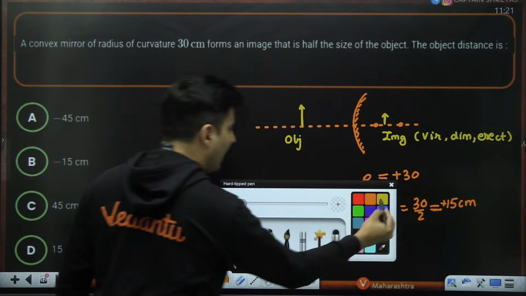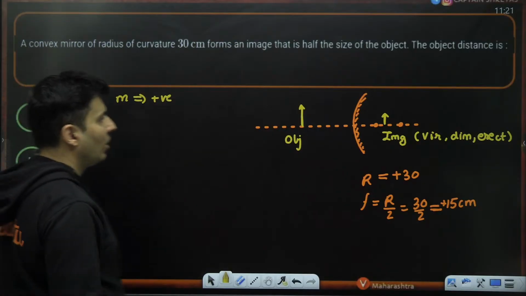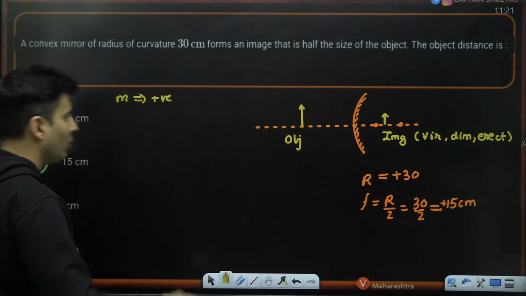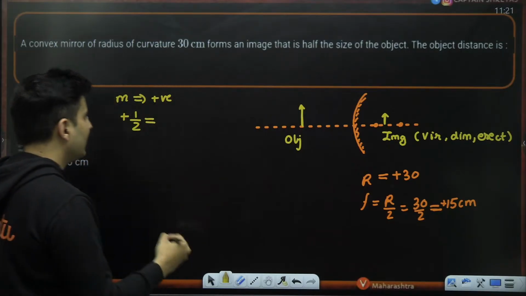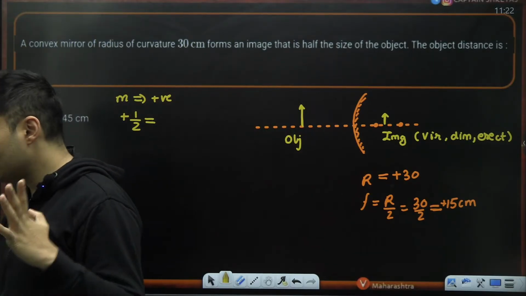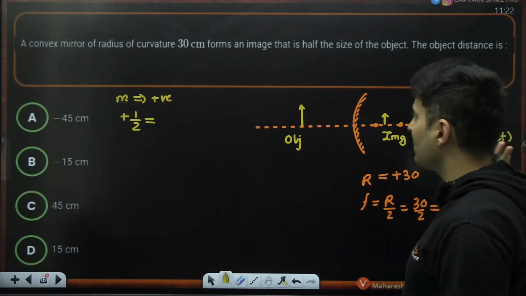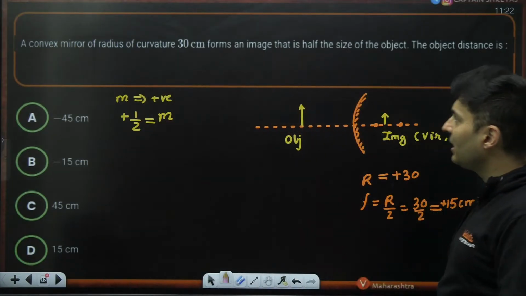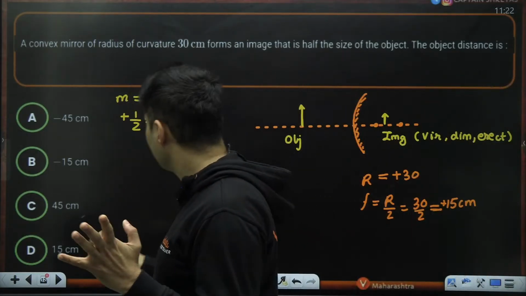Now, since the image is half the size, the magnification must be positive because it's a convex mirror, so it has to have an erect image. So magnification is positive because of its erect nature. The magnification is plus half, and that plus half is nothing but your image distance by your object distance. Neither the image distance nor the object distance is given to you. So I'll just mention this as M. Is magnification somehow related to the focal length and the object distance? I think it is.